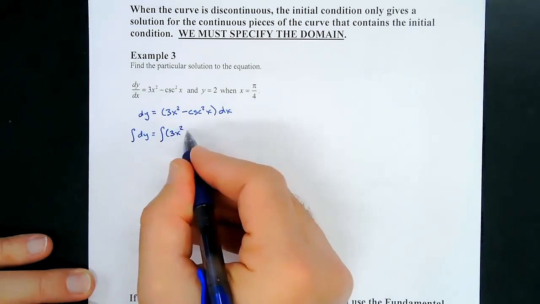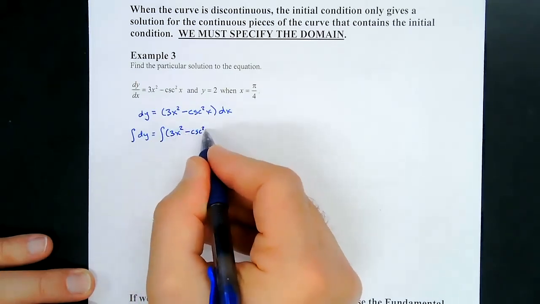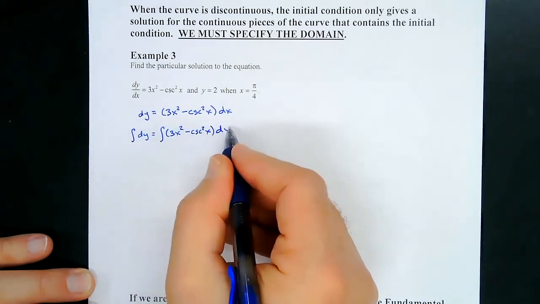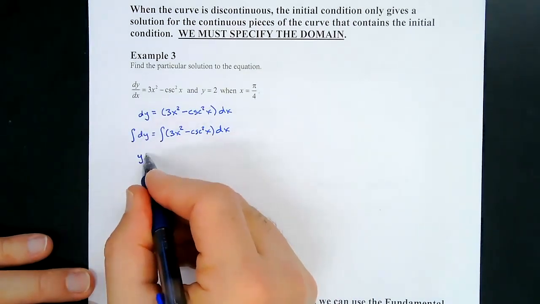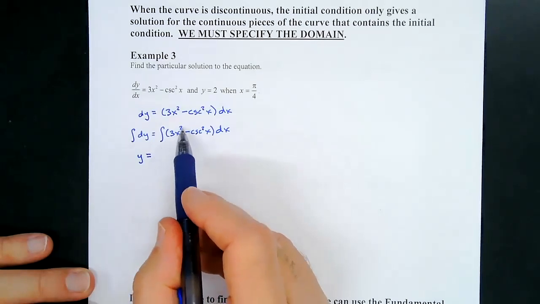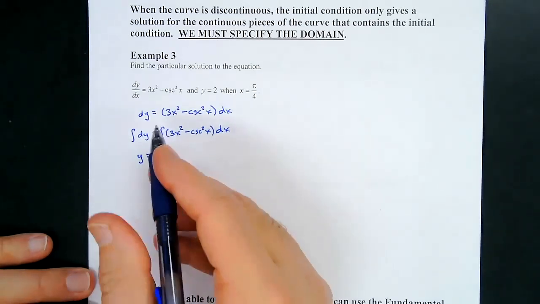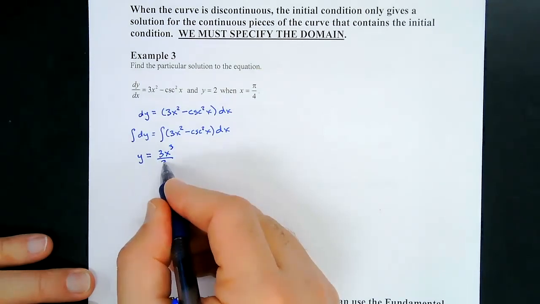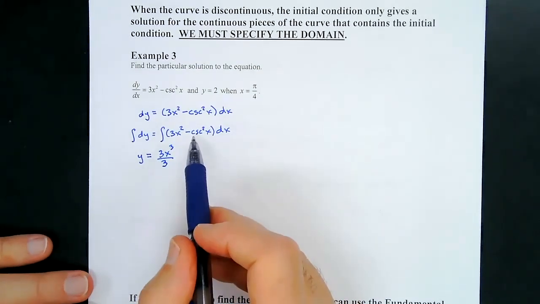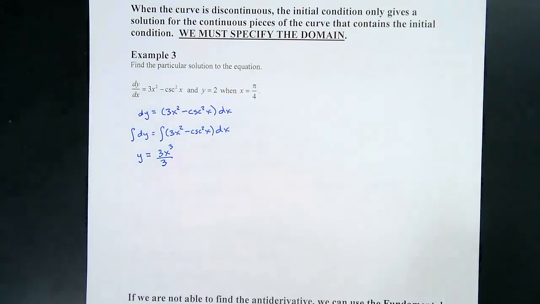The integral of 3x squared minus cosecant squared x dx. Okay, so the integral of dy is y. And then we'd have to apply the power rule for 3x squared. So that'd be 3x cubed over 3, and then minus cosecant squared x, right?